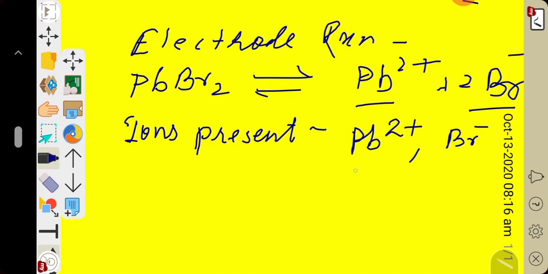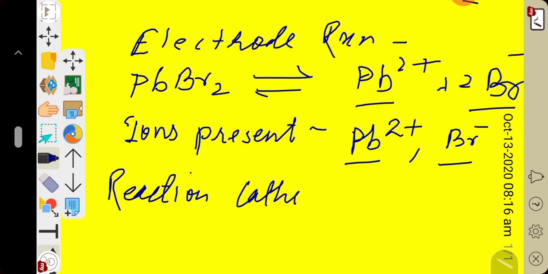Now these ions will start moving, as I have already told you all. They will migrate toward the oppositely charged electrode. So let's see the reaction at the cathode. At the cathode, Pb2+ ions will migrate because the cathode is negatively charged. It is very clear that positively charged ions will come toward the cathode. So Pb2+ ions will migrate to the cathode.